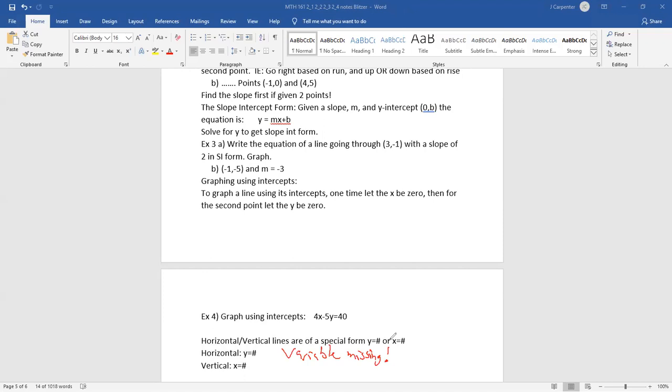Y represents a height. So if your y is 5, that says the height is always 5, and a constant height is a horizontal line. Or if you have x equals, say, 2, that says you're always going right 2 no matter what the vertical position is. And if you're always going right 2, if you connected a bunch of dots that were just right 2, you'd end up making a vertical line. So I don't have an example 5 typed up here, but I do have an example 5.